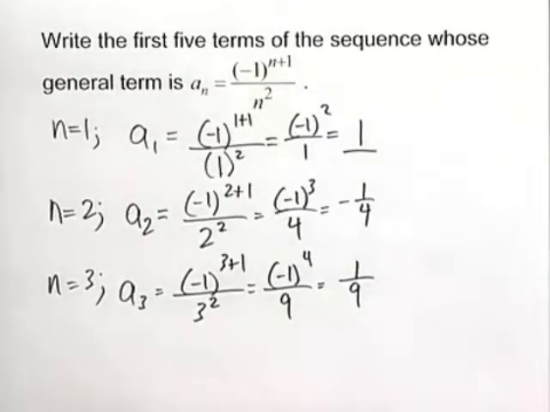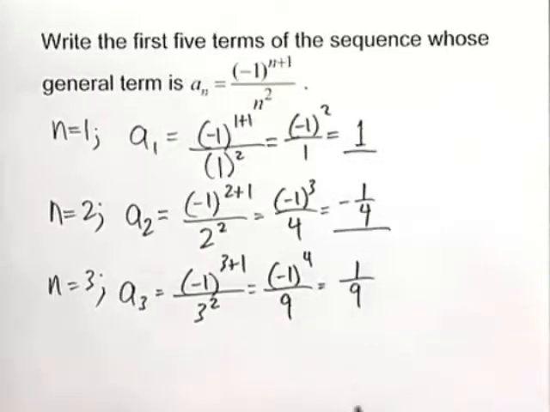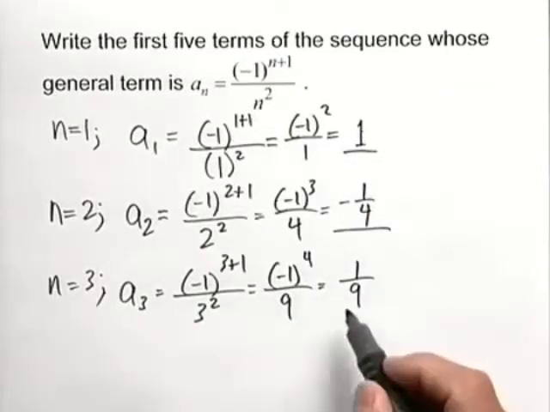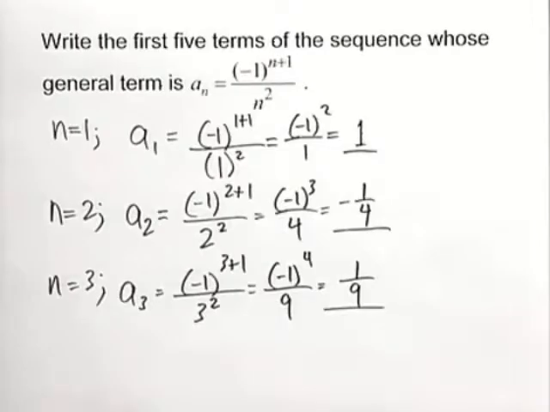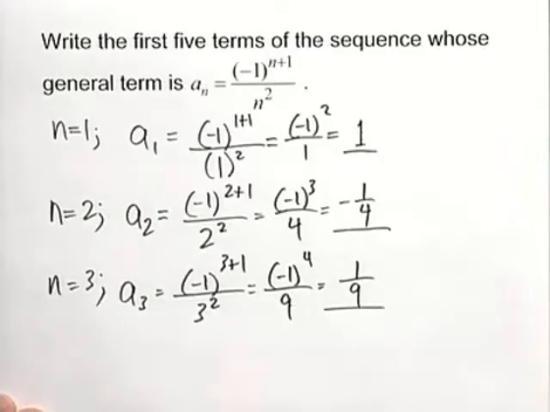And now we can look at the signs a little bit. Our first term was a positive 1. Our second term was -1/4. Our third term is a positive 1/9. This is a nice example of an alternating sequence, where we go positive, negative, and so on and so forth.